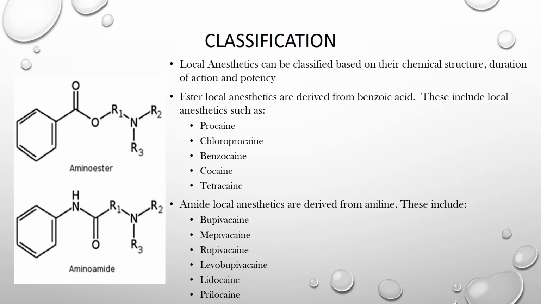Ester local anesthetics include procaine, chloroprocaine, benzocaine, cocaine, and tetracaine. Amide local anesthetics include bupivacaine, mepivacaine, ropivacaine, levobupivacaine, lidocaine, and prilocaine. To quickly differentiate whether a local anesthetic is an ester or an amide, note that there are two I's in the amide agents, such as bupivacaine.